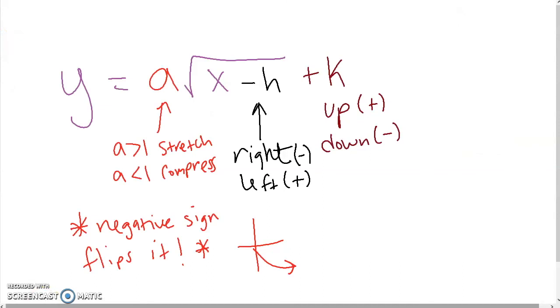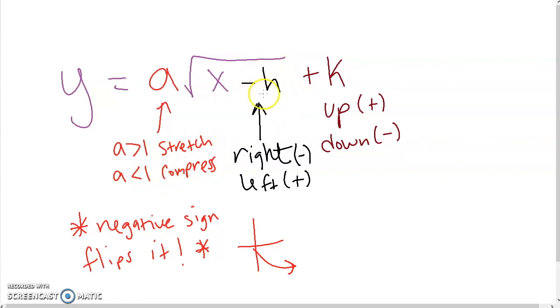This might be one last handy thing to have in your notes that might help you going forward with all of these types of functions, especially with square root functions. If you have an a value, meaning a is greater than 1, it's going to stretch the function. If it's less than 1, it's going to compress it. Stretching means it's going to get taller faster. Compressing means it's going to get kind of smushed and wider faster.